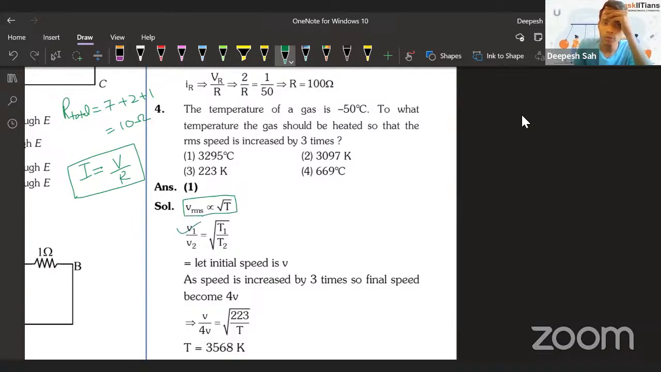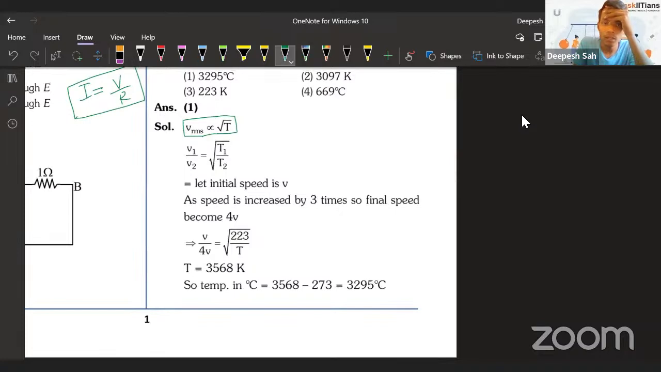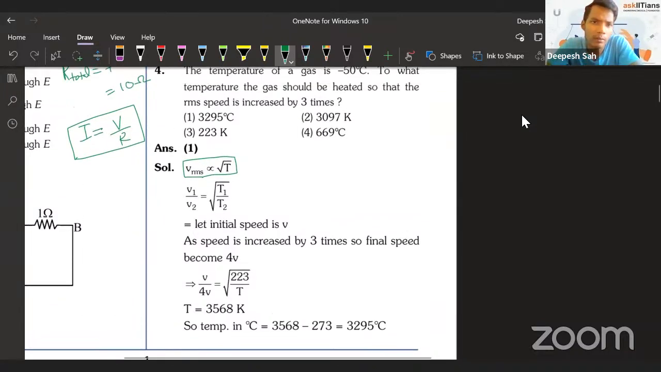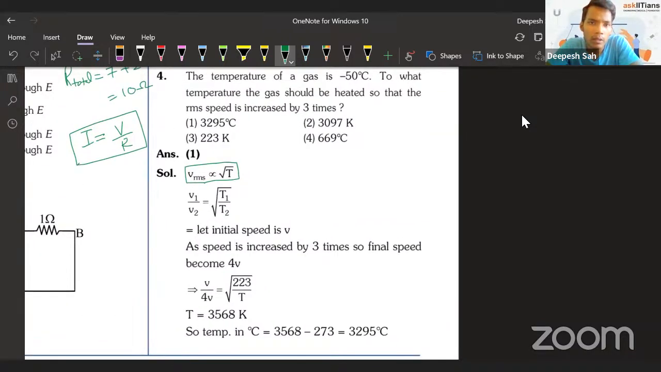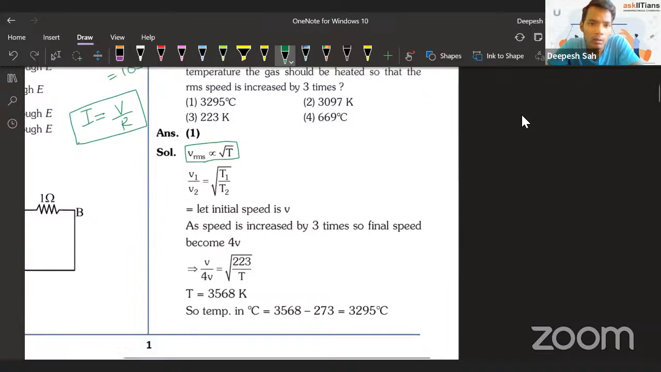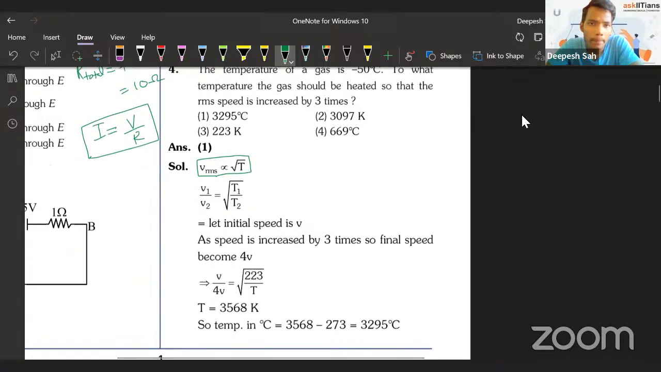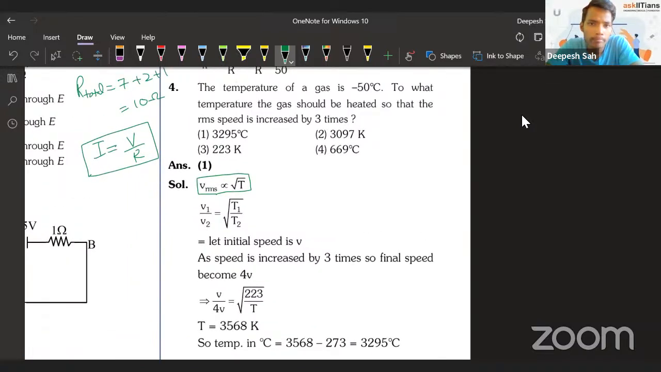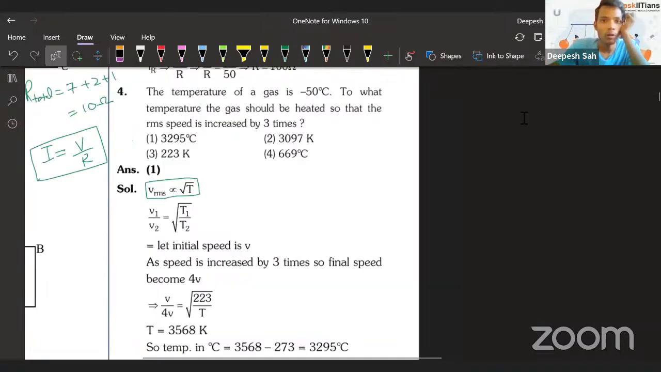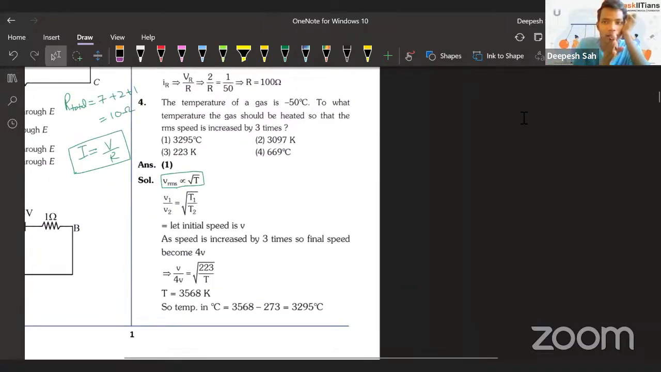So if I do V1 by V2, it will be root T1 by T2. And finally, what will happen is that if I want the speed to be increased by 3 times, oh, is it saying 3 times? Yeah. To what temperature? Okay, so the wording over here is not very clear.